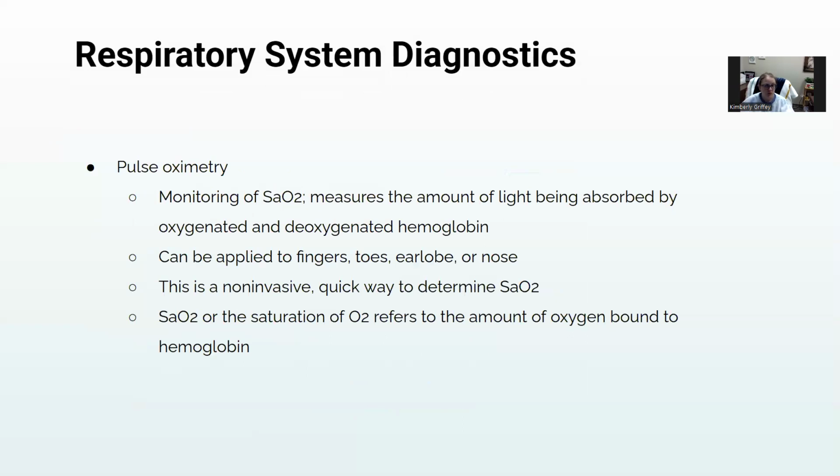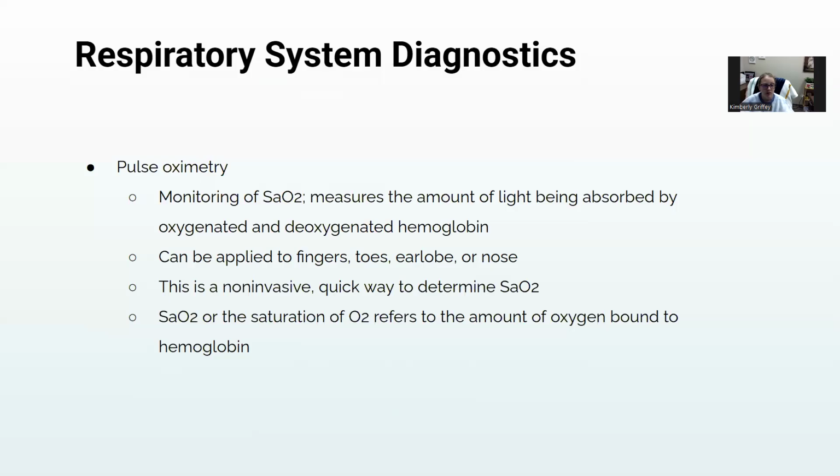Another one that you guys do every day that you're at work or at clinical is monitor their pulse ox. This measures the amount of light being absorbed by oxygenated blood and deoxygenated hemoglobin. So you can put this on your fingertips, your toes. If they have something like nail polish on, or they're not getting good oxygenation, you can put it on their earlobe. You can also put it on their nose, or you can also run a strip across their forehead. This is just a quick, non-invasive way to assess their pulse ox.